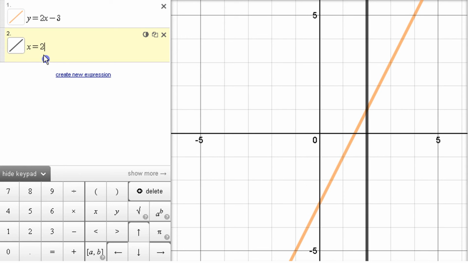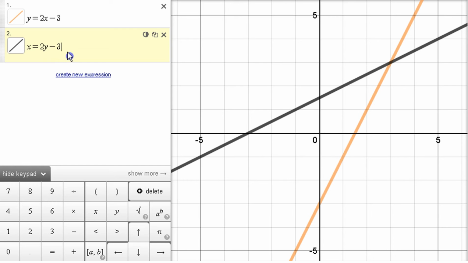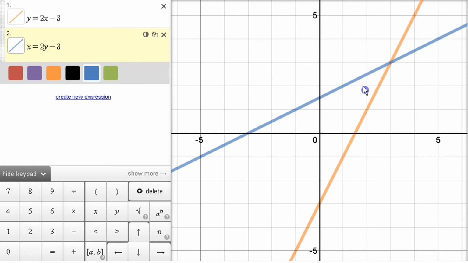We can put it in this way, 2y minus 3. Just the way we said. You can put it in here before you've isolated y. That's its inverse. That blue line there is the inverse of this line.